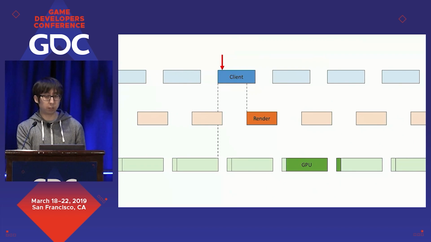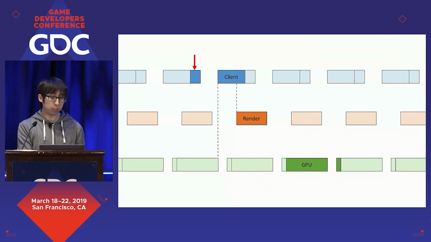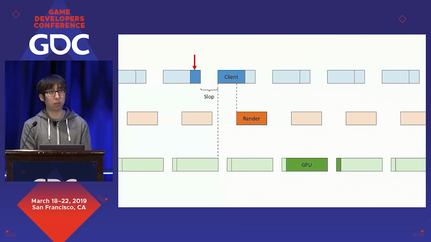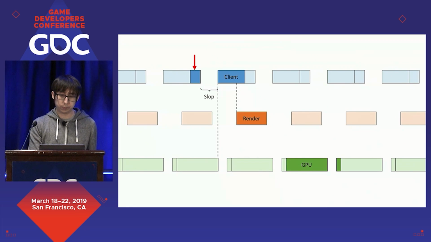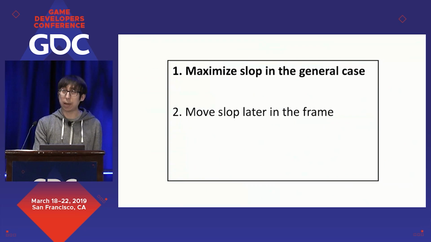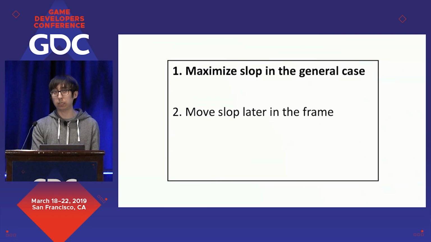And with this change, the client frame gets split up into 2 parts. One segment before syncing with the GPU, and one segment after syncing with the GPU. So the GPU wait is now after the input sample, so this introduces a new slop into the latency path. And this is another example of maximizing slop in the general case for safety.